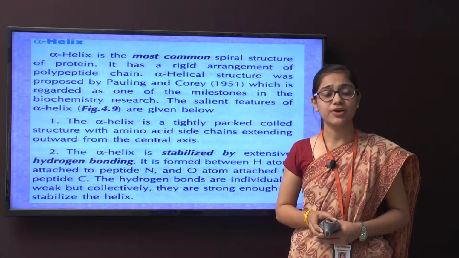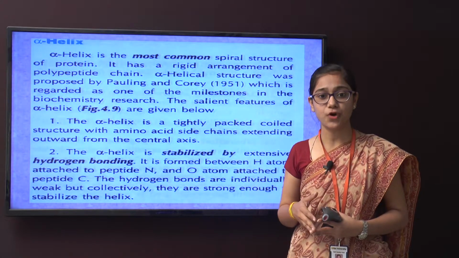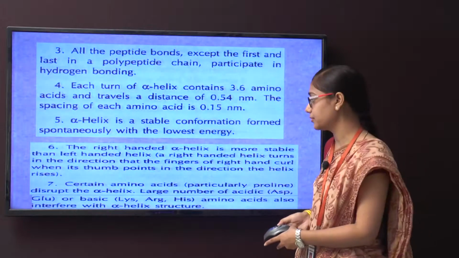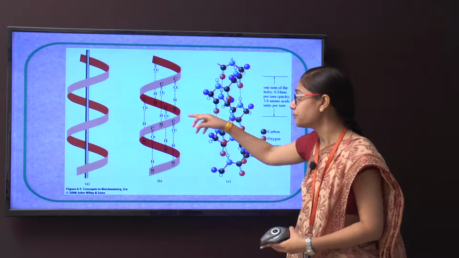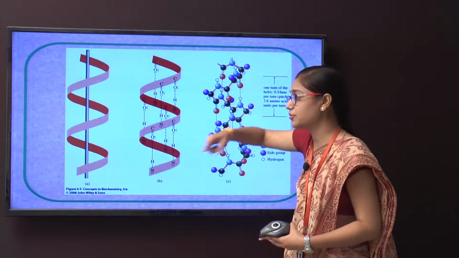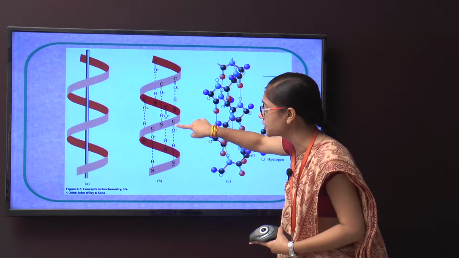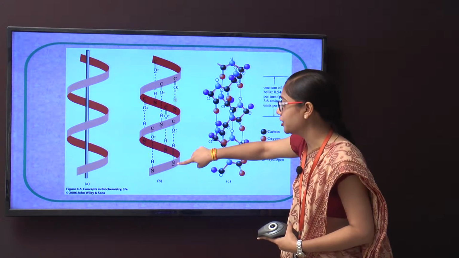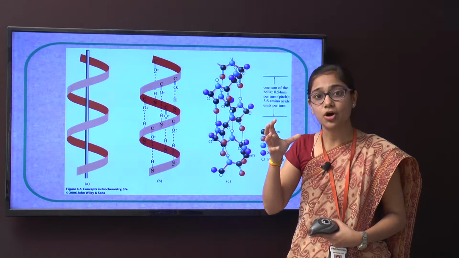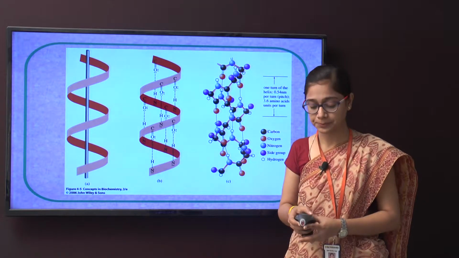And the alpha helix is stabilized by the hydrogen bonds that are formed. For example, there is one polypeptide chain, you can see here in the diagram. This is the amino acid sequence. This is the alpha helix. Here you can see the carboxyl groups CO and NH. So this is the hydrogen bonding that is formed, between oxygen from the CO group and hydrogen from the NH group.